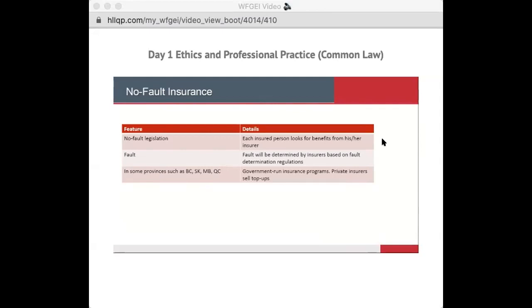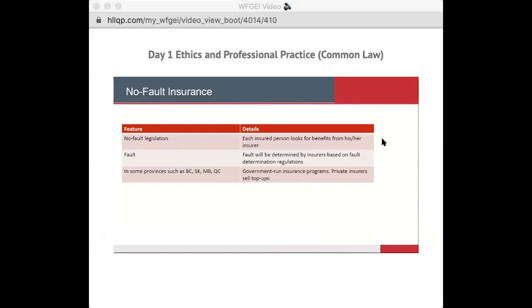Okay, now fault will be determined by the insurers based on the various different determinants. So fault will be determined by the insurance based on the fault determination regulations, depending on the province, and not necessarily everything is no fault. Car insurance certainly is no fault, sometimes home insurance may not be in that position at all. So you have to look at the various different provinces to see what they mean by no fault in your respective province.